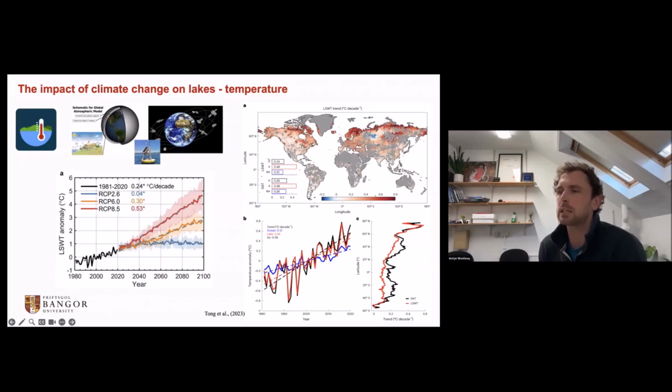So what we can see here is, using RCP 8.5 as an example, by the year 2100, lakes globally will be almost 5 degrees warmer than they are today.